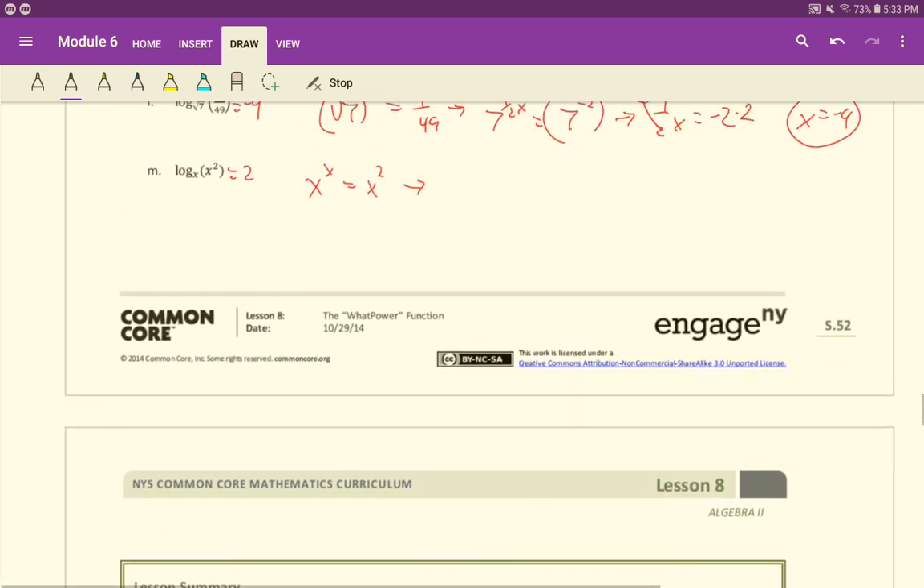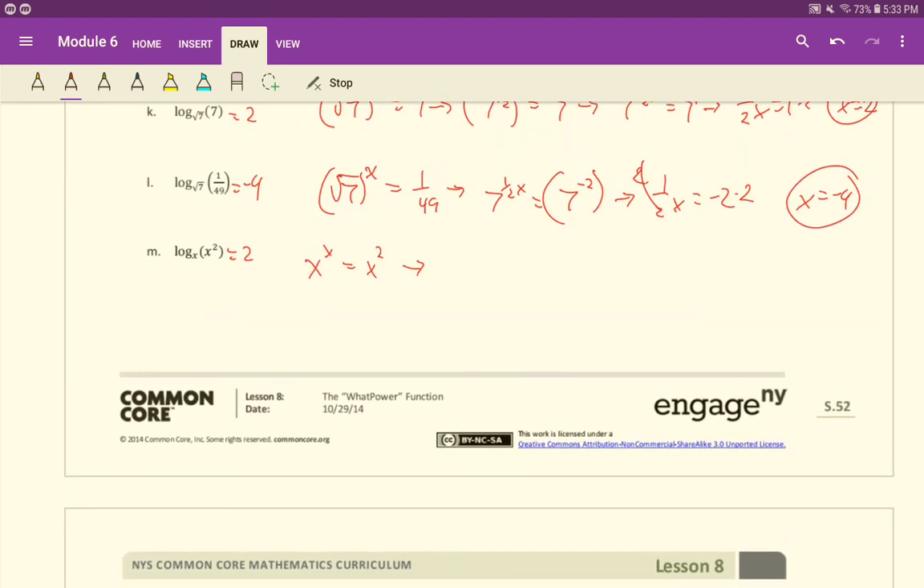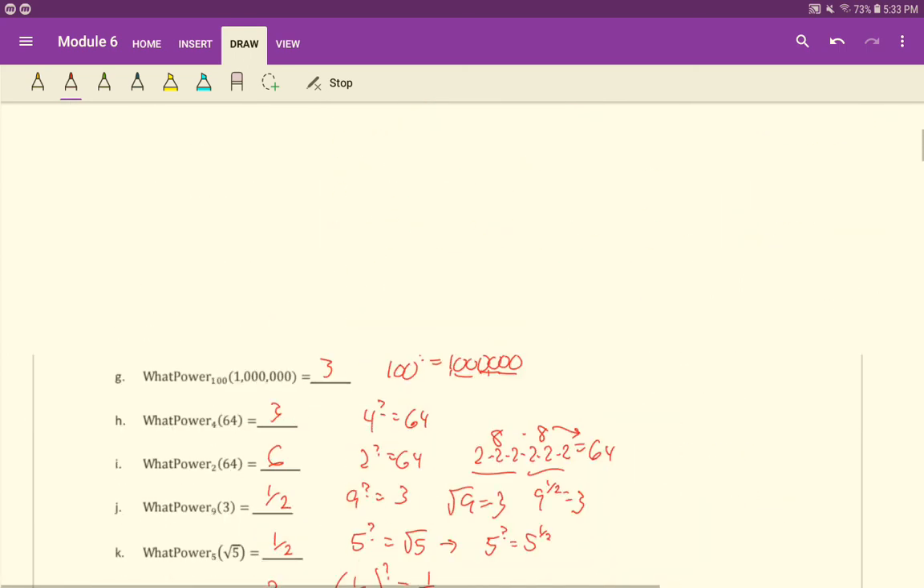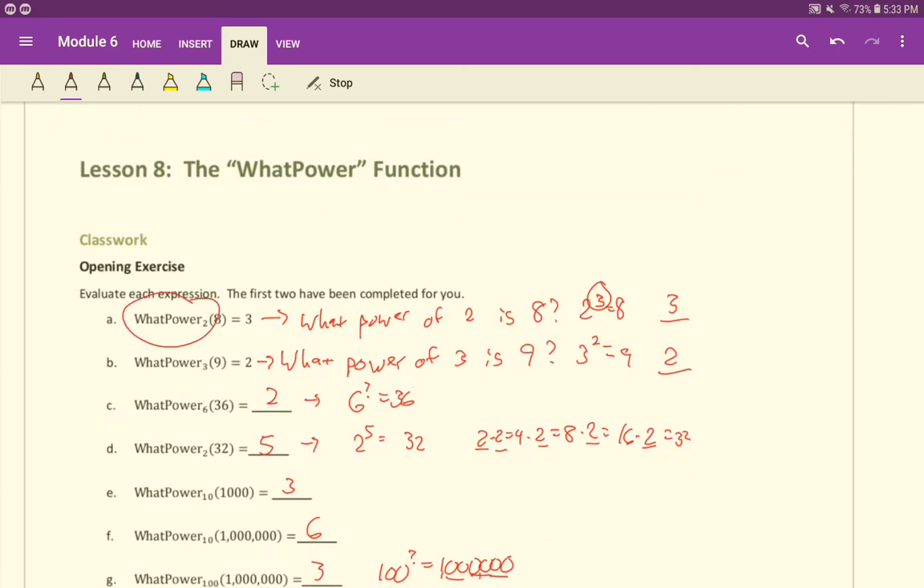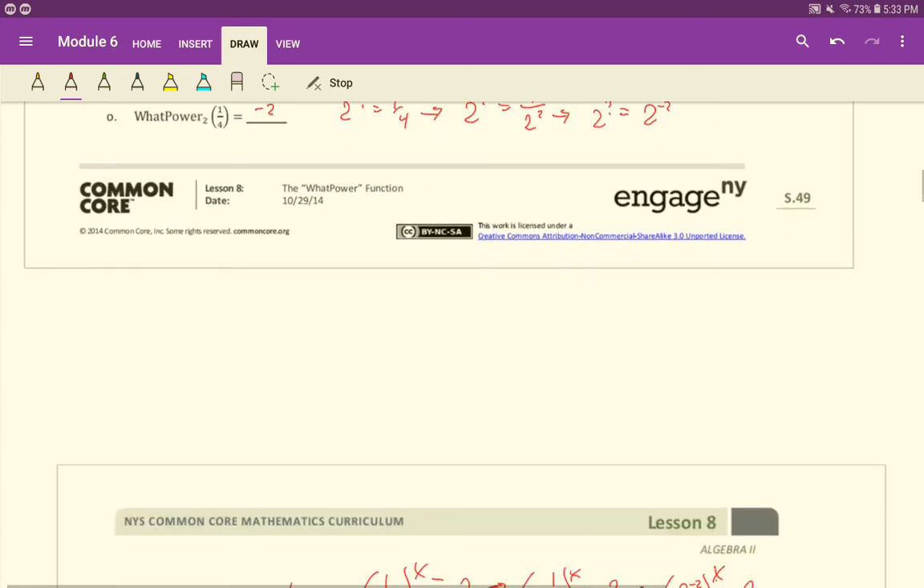All right, so hopefully that helps. If you're having trouble with logarithms, make sure you talk to your teacher about that. It can be a little bit tricky, but again, if you think about them as this kind of what power idea, okay, that can be helpful when you go to evaluate these.